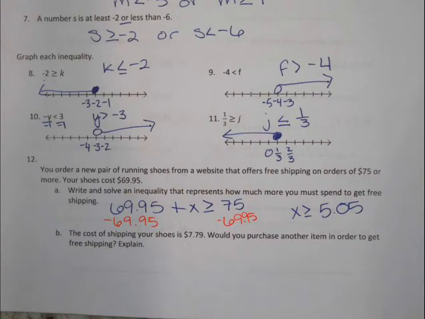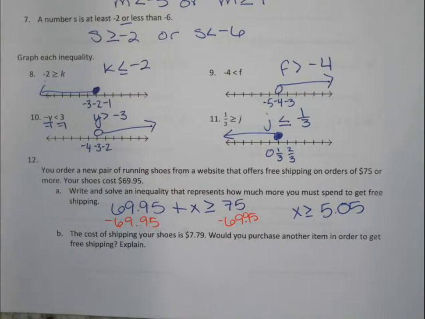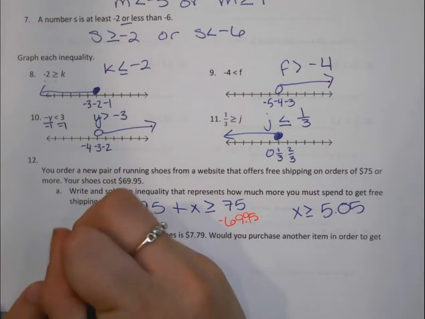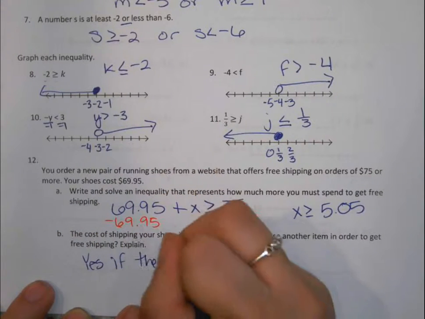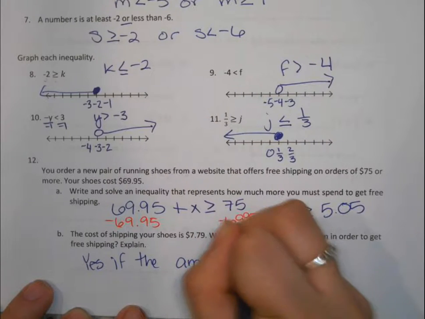The cost of shipping my shoes is $7.79. It's asking if I would want to purchase another item in order to get the free shipping. My answer would be yes, if the amount is between $5.05 and $7.79.